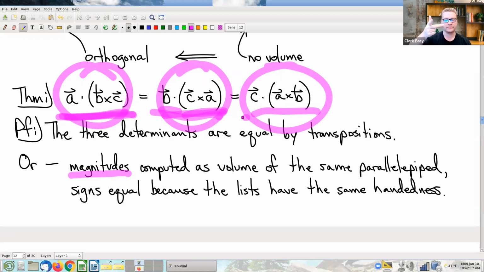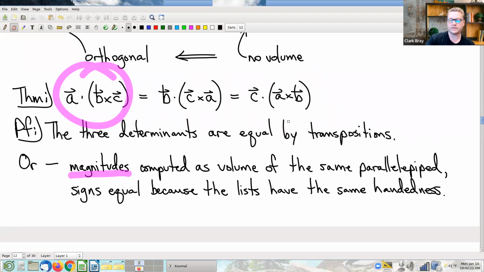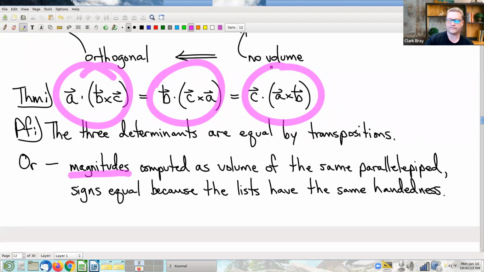And of course, the volume is exactly the same. And so therefore, these numbers all have the same magnitudes. Now, as far as we know, maybe one's plus, one's minus, something like that, right? But they definitely have the same absolute values because they have the same volumes.